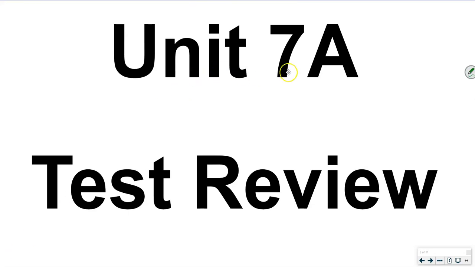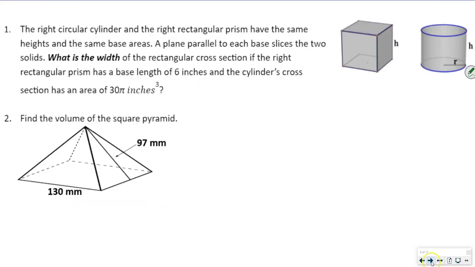So in this video, I'm going to go over the 7A test review. So this first question says the right circular cylinder, that's this guy, and the right rectangular prism, that's this guy, have the same heights and the same base areas. What does that mean? That means that the volumes have to be the same, guys, okay?